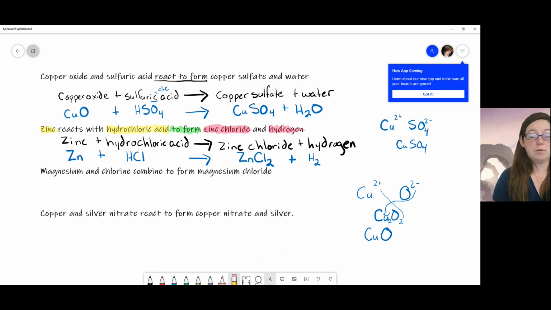All right, what I want you to do is with a partner, try the next 2. Magnesium and chlorine to form magnesium chloride. Copper and silver nitrate react to form copper nitrate and silver. Work with your table mate and see if you can complete the next 2.